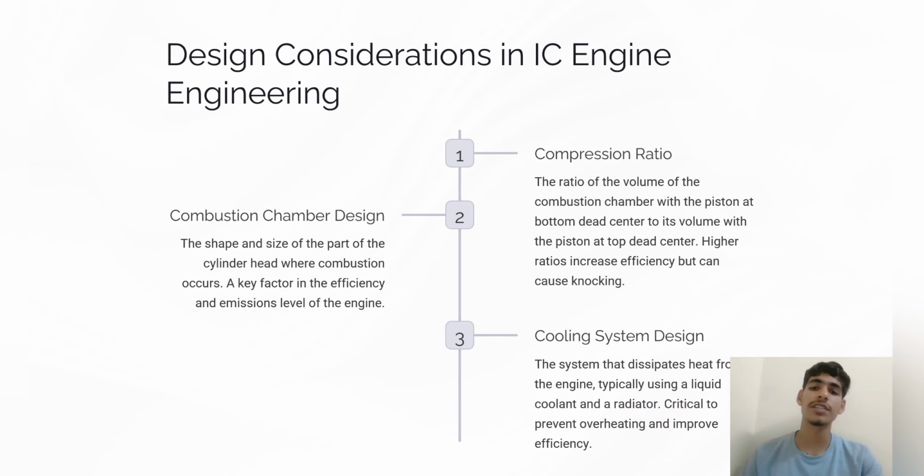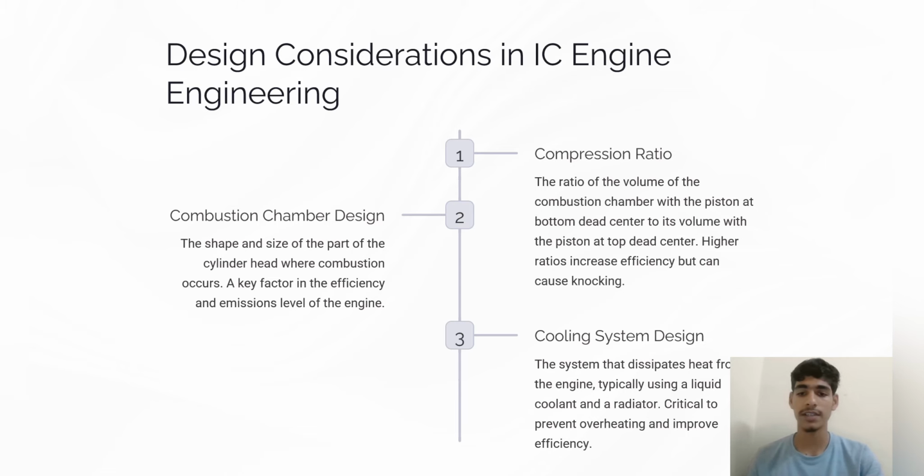Then design considerations in IC engine engineering. First, compression ratio. The ratio of the volume of the combustion chamber with the piston at bottom dead center to its volume with the piston at top dead center. Higher ratios increase efficiency but cause knocking. Then second, combustion chamber design. The shape and size of the part of the cylinder head where combustion occurs. It is a key factor in the efficiency and emissions level of the engine.